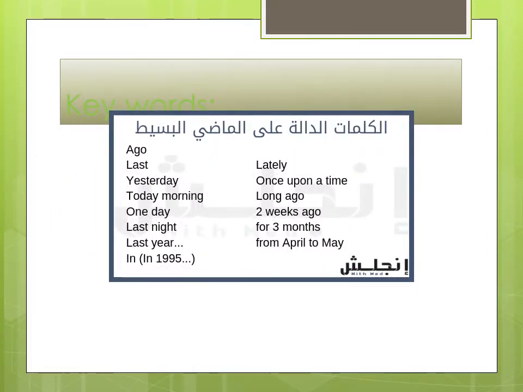keywords of the past simple tense. What is the meaning of the keywords of the past simple tense? We have ago, last, yesterday, lately, once upon a time, yesterday, today, morning, long ago, one day, 2 weeks ago, last night, for 3 months, last year, from April to May, in 1995. These are the keywords of the past simple tense.